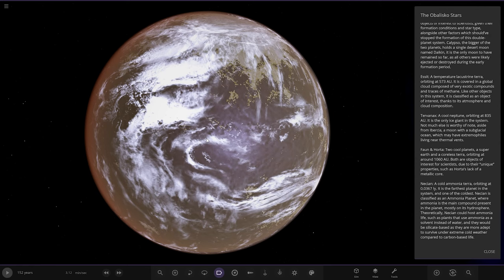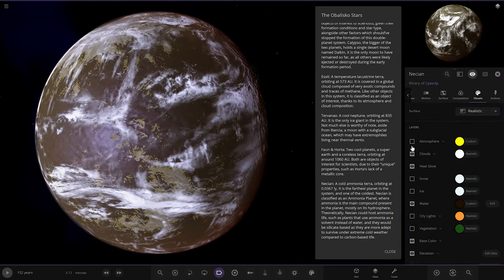This is classified as an ammonia planet, where ammonia is the main compound present in the planet, mostly in its hydrosphere, theoretically. It could host ammonia life, such as plants that use ammonia as a solvent instead of water, and they would be silicate based, as they are more adept to survive under extreme cold weather compared to carbon-based life. Very nice.